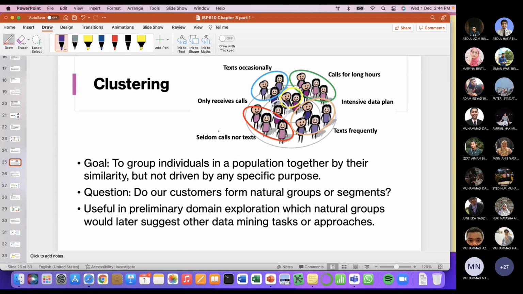And this is very useful in preliminary domain exploration, which natural groups would later suggest other data mining tasks or approaches. Okay, this clustering we know that you ada belajar dulu kan, clustering can be used at the earliest stage sebagai macam feature selection atau dimensionality reduction. Or you can use the clustering at the end of the process. Maknanya clustering tu akan jadi macam classifier you lah dekat belakang sekali. So dia boleh position dekat depan, dia boleh position dekat belakang, but it depends to what task yang you nak buat. Okay.